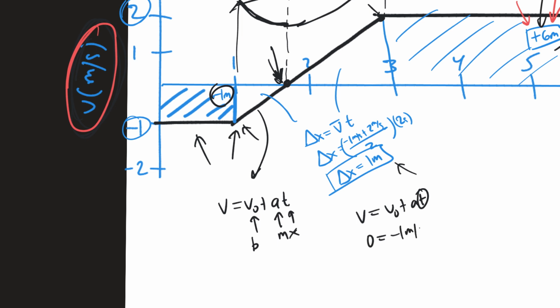-1 meters per second plus the acceleration. Oh, that's the slope of that line. What is the slope of that line? Let's see. We went up 1, 2, 3. We went over 1, 2. Oh, we went over 2. So 3 halves. So this will be 3 halves of a meter per second squared.